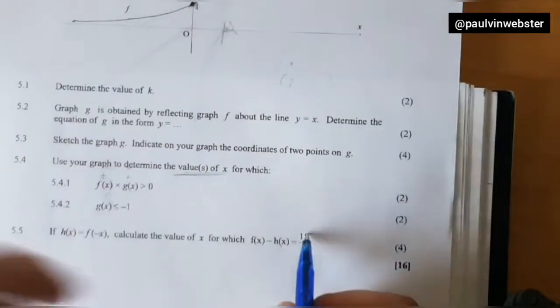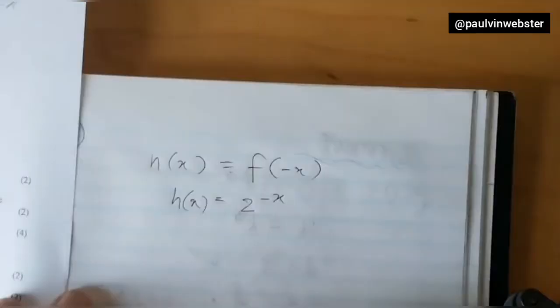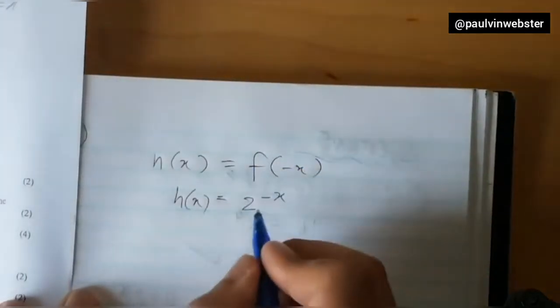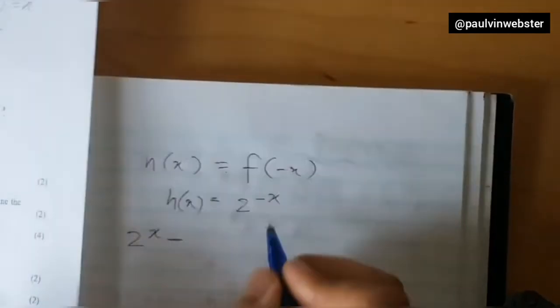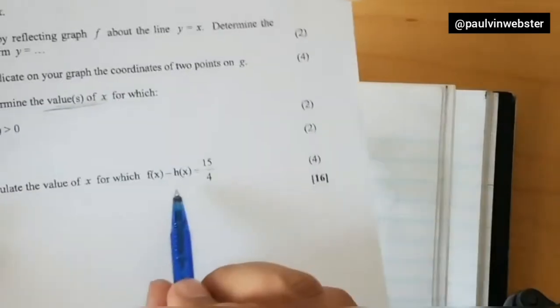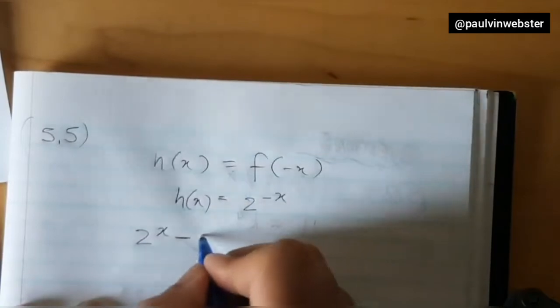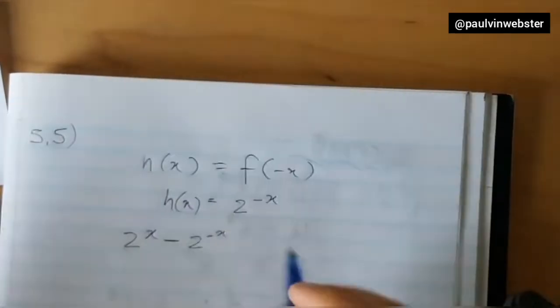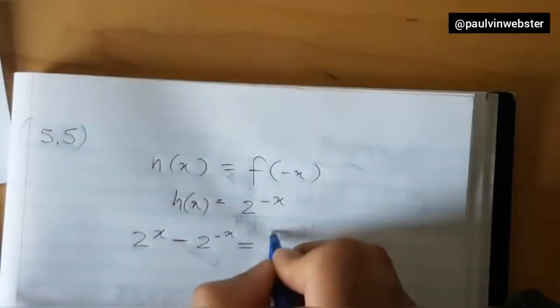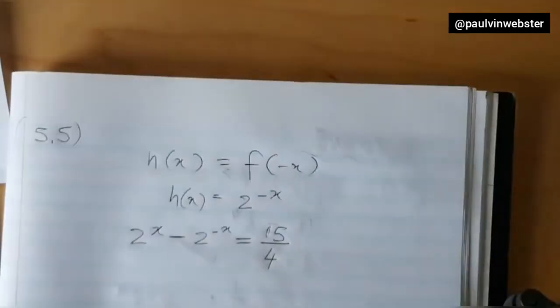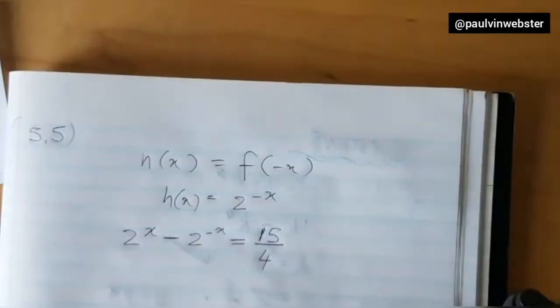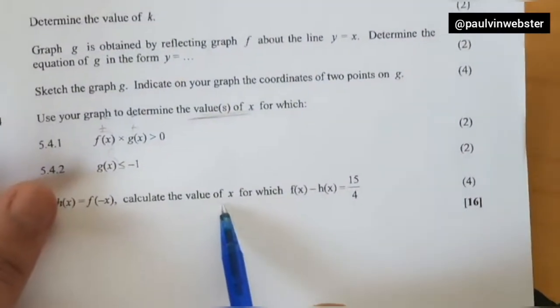we're supposed to get 15 over 4. So let's write that down mathematically. It's going to be f of x, which is 2 to the power of x, and we're subtracting h of x, which is this new one, 2 to the power of negative x. And they say it's equal to 15 over 4. The main question here is we need to calculate the value of x.